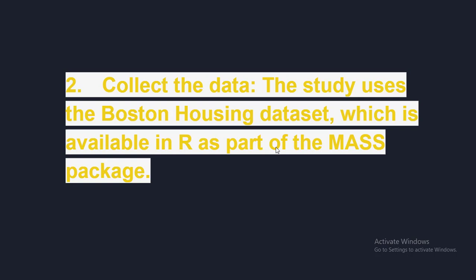The dataset contains a total of 506 observations, each with 14 variables. The Boston housing dataset is available in R as part of the MASS package, which is a collection of data sets and functions for data analysis and visualization. To access the dataset in R, the researchers would need to install the MASS package and load the dataset into their R environment using the data function. Once we have collected the data, we can begin to explore and pre-process the data as described in the next steps of the data science process.